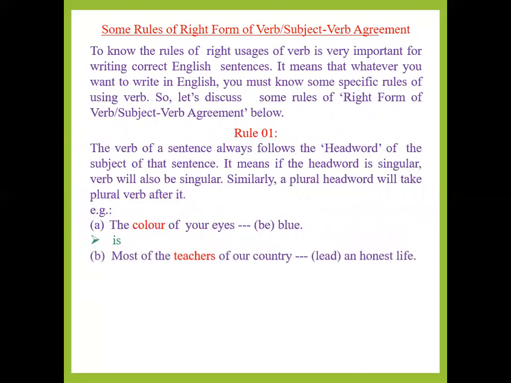B. Most of the teachers of our country lead an honest life. Look at the subject part and the head word. The head word is teachers, which is plural in form. So the verb will also be in plural form, that is lead.